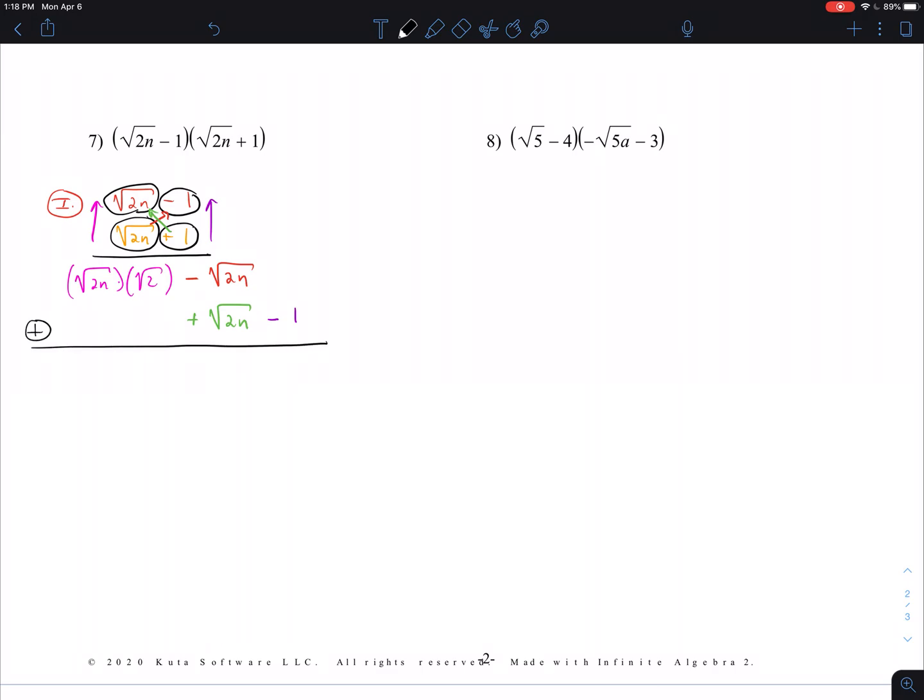Remember, now that we have our products here, we can just add them together. Well, the square root, oh, this should have been 2n as well, I'm sorry. So the square root of 2n times the square root of 2n is simply 2n. Well, this is nice. Those are exactly the same thing, but opposite signs, so they cancel out, and then the minus 1 drops down. So the answer to this one would be simply 2n minus 1.